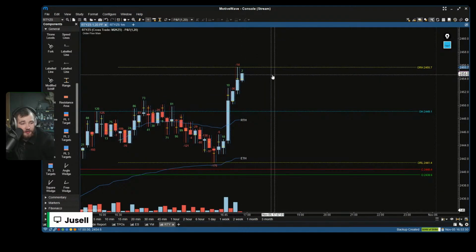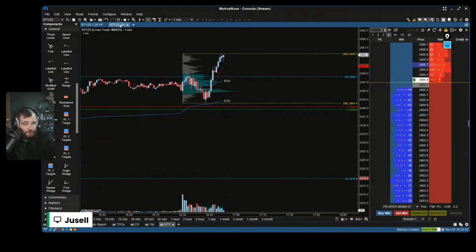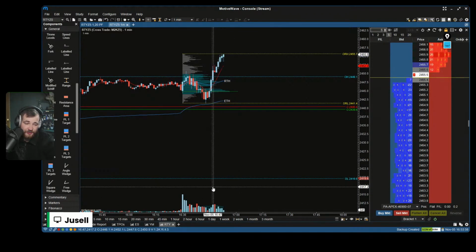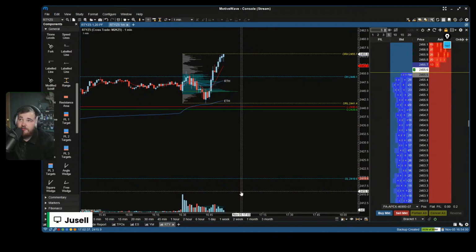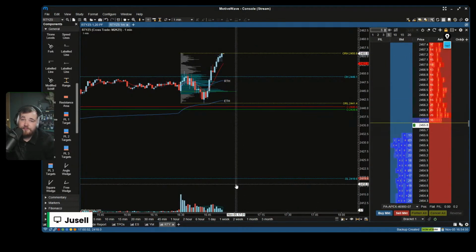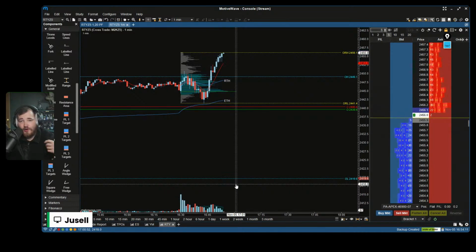Starting to see some negative delta here, but nothing major yet. Very low volume as well. Usually low volume is just a proof of a trend continuing. Usually at the end of the move you start seeing a little bit more volume, these FOMO buyers or sellers.